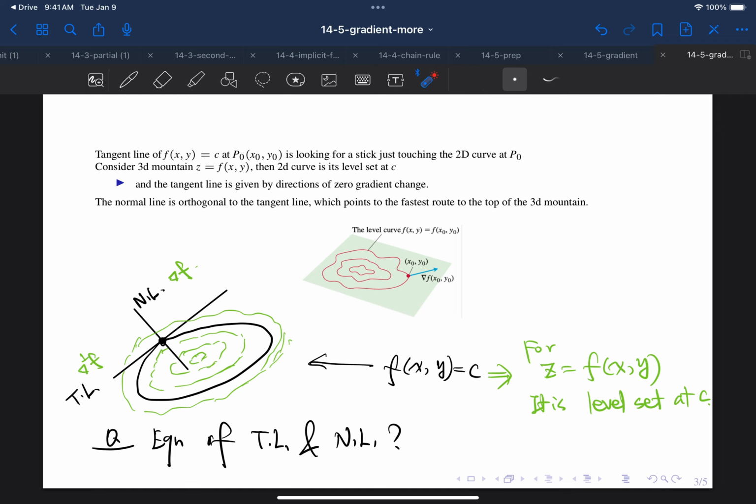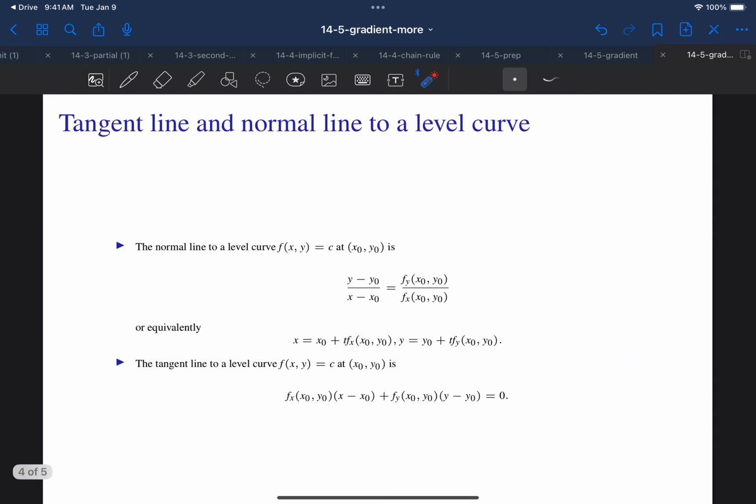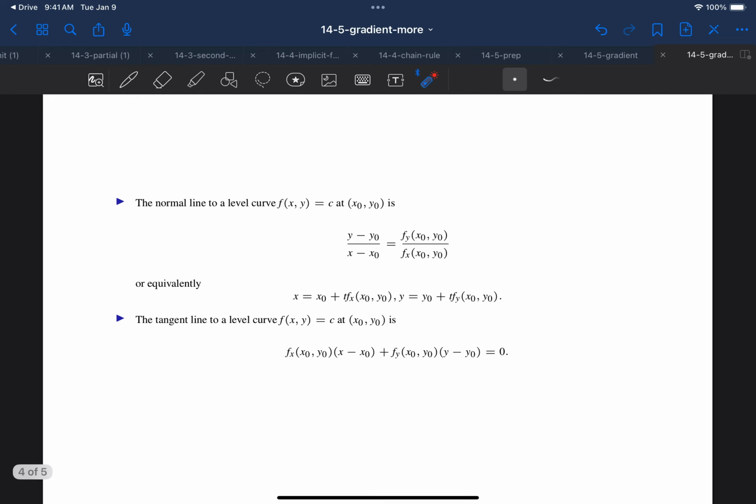So slope is the direction, and if you know this or this, then these are enough to find the equation of the lines, given that they already have given points. Using this information, we can write down the formula. So what is the normal line? The normal line is the line going through your position, with the direction of the gradient.